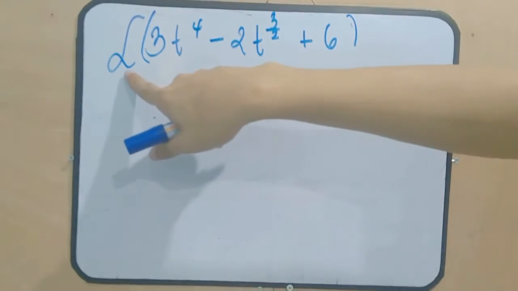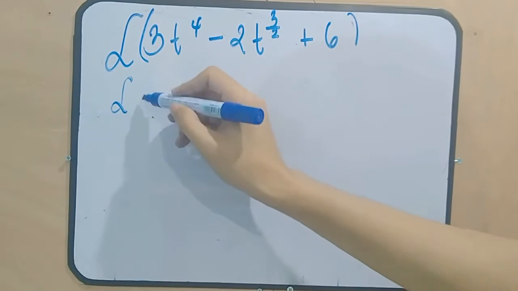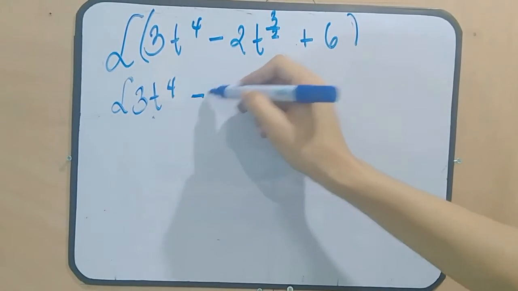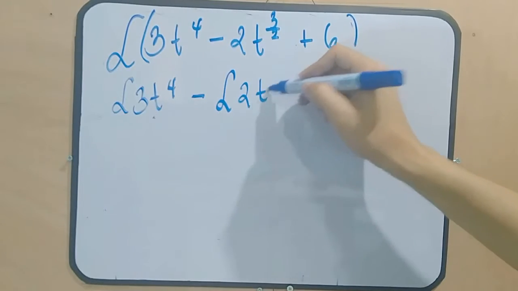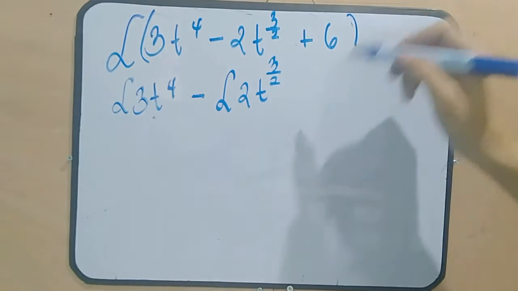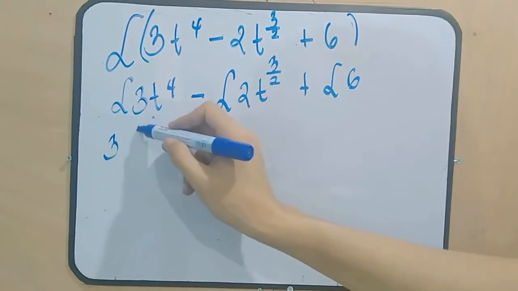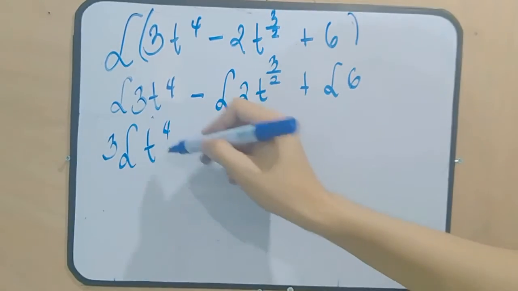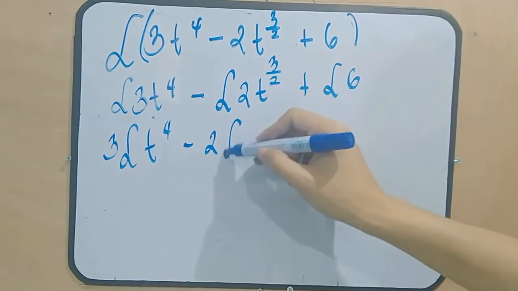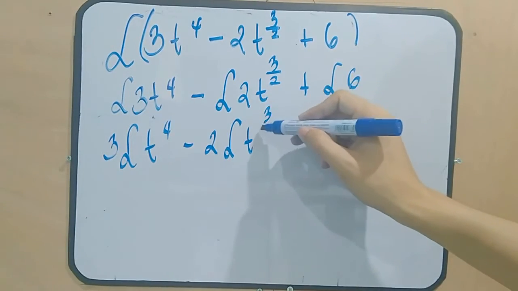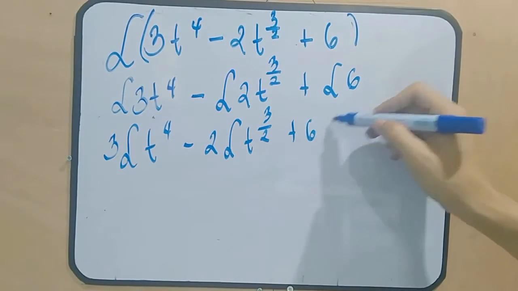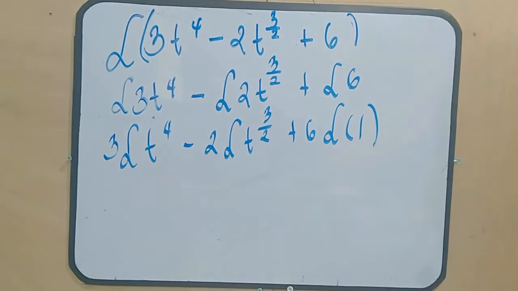So, this is a linear operator. So, Laplace transform of 3t raised to 4 minus Laplace transform of 2t raised to 3 halves plus Laplace transform of 6. Now, ilabas natin guys yung mga constant. So, step by step ang solution natin guys. So, 3 Laplace transform of t raised to 4 minus 2 Laplace transform of t raised to 3 halves plus 6 Laplace transform of 1. Ito guys, no problem na may existing formula tayo. I-apply natin yung sa table.